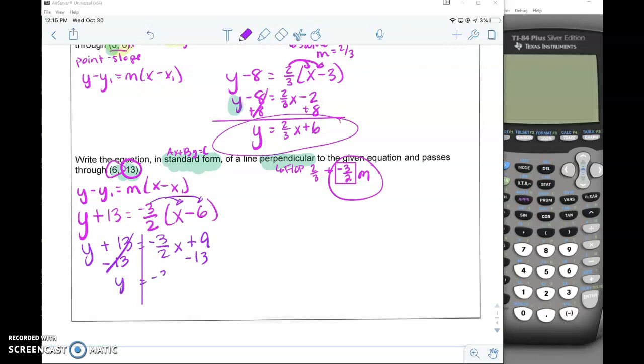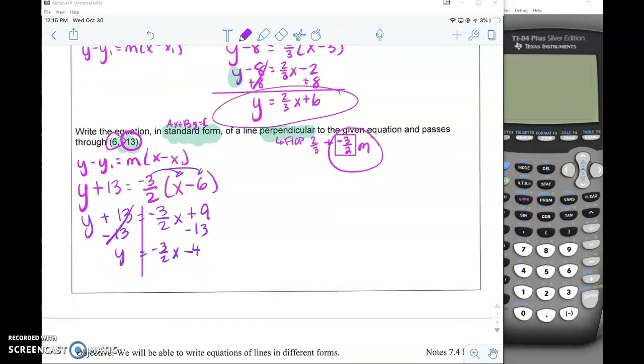Y equals negative 3 over 2x. 9 minus 13 is negative 4. This is in slope-intercept form, but we need our answer, and I'm running out of space, to be in standard form. So I need ax plus by equals c. In other words, I need the x to be at the beginning of the equation.